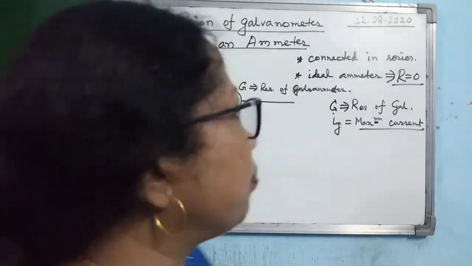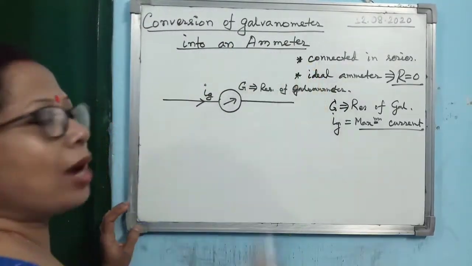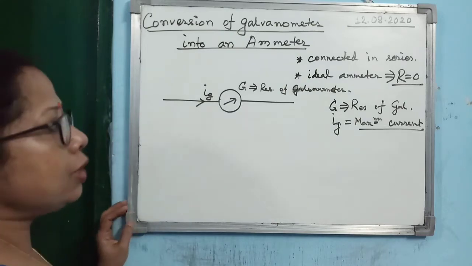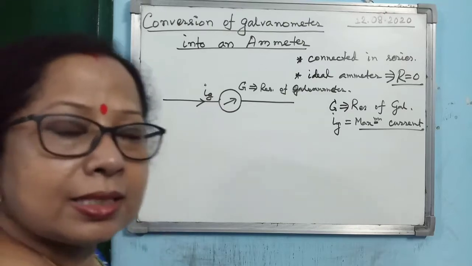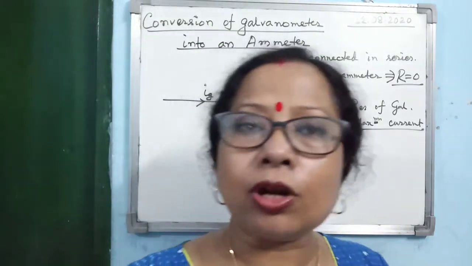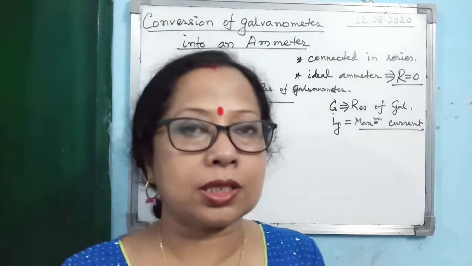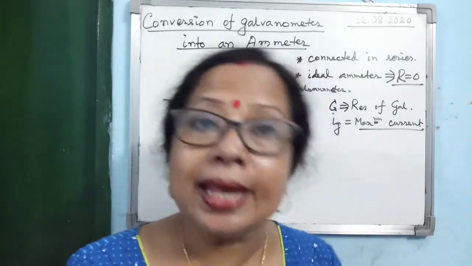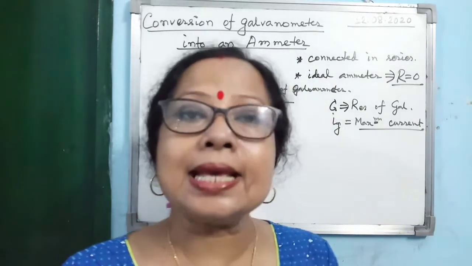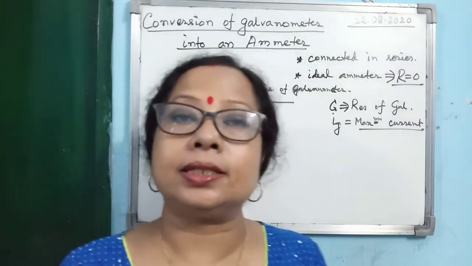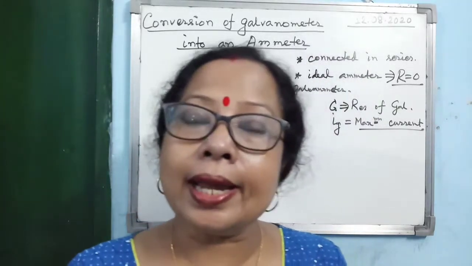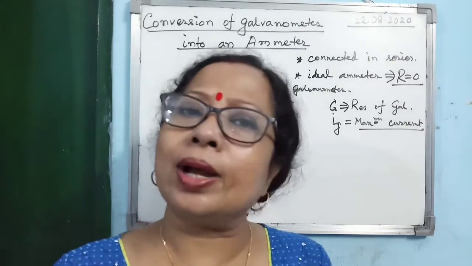Alright, now suppose you want to convert it into an ammeter. Now what do you have to do? You have to make the resistance of the galvanometer 0, or you have to decrease it. You cannot make the resistance of the galvanometer 0. So by any means you have to decrease the resistance of the galvanometer if you want to convert it into an ammeter. Alright, now how can you decrease one resistance?